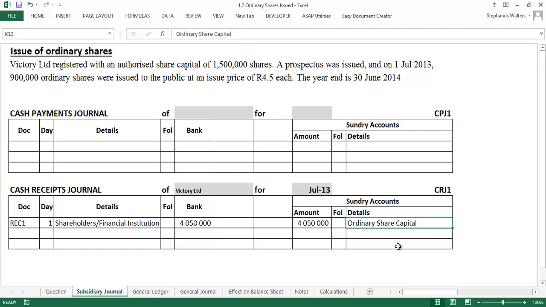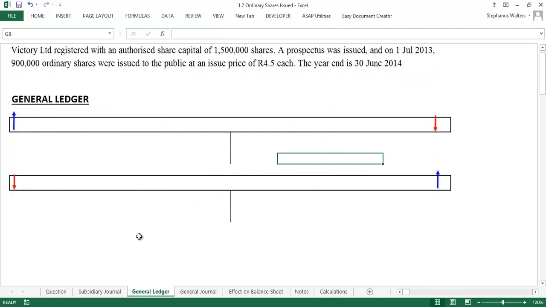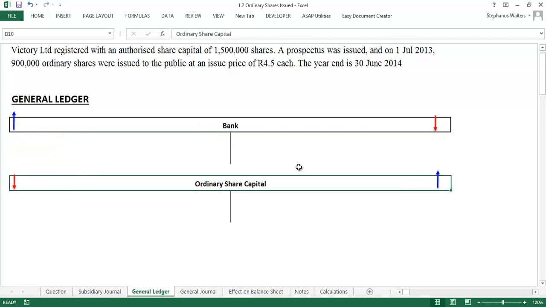After we've done the journal, the next part in the accounting cycle is to post the journal, which is like a diary of all the entries that take place during the month, and to take this journal and to post it to the general ledger. All right, so which two accounts are affected here? Well, we know the one is bank and the other one is ordinary share capital. Ordinary share capital is equity, that's why it increases on that side. Bank is an asset, that's why it increases on the debit side.